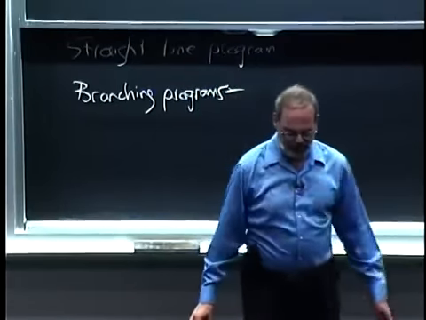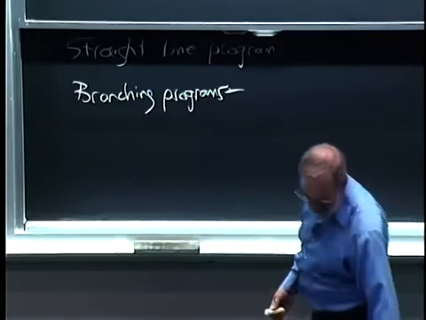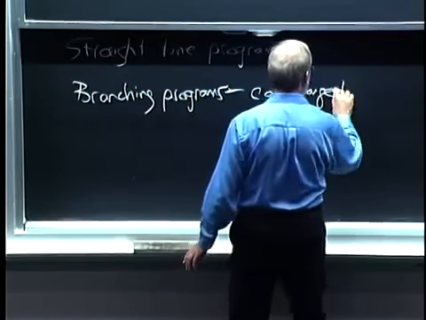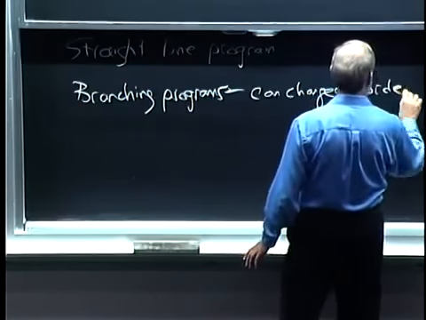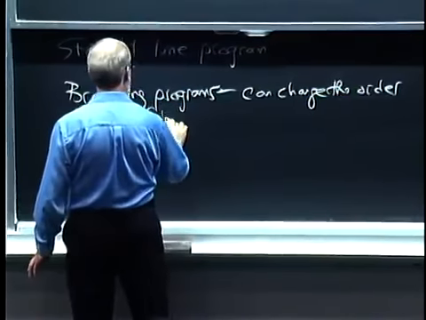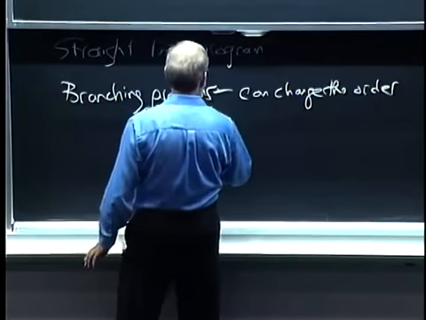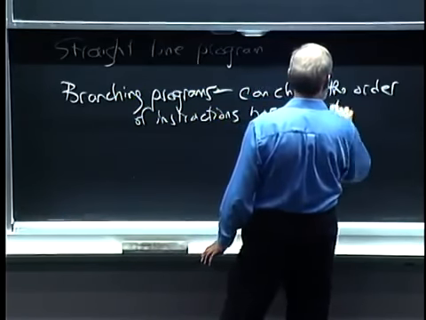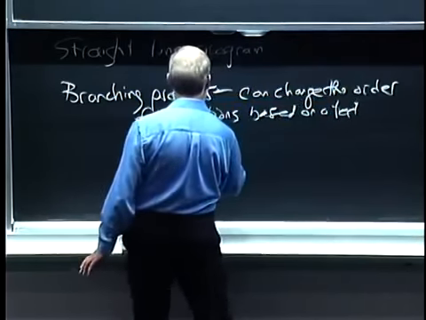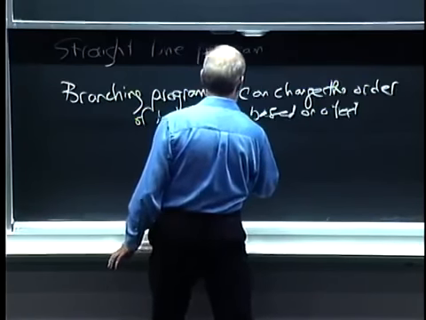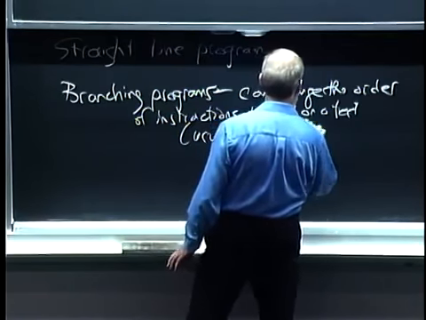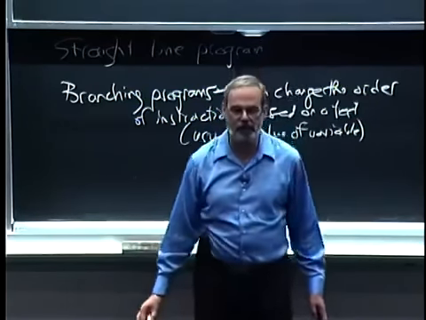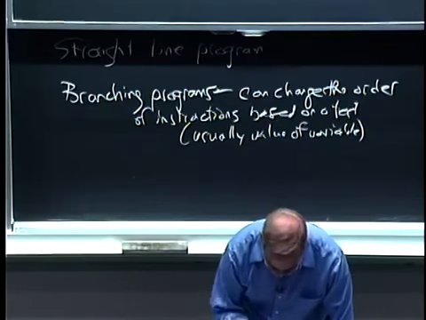What I mean by that is a branching program is something that can change the order of instructions based on some test. And that test is usually a value of a variable. Okay? And these get a whole lot more interesting.